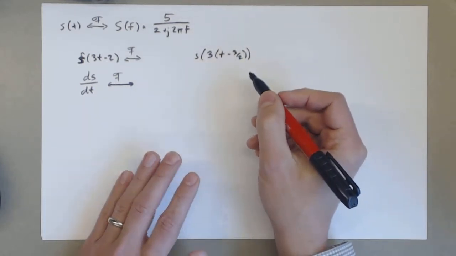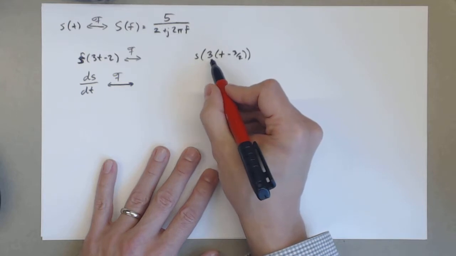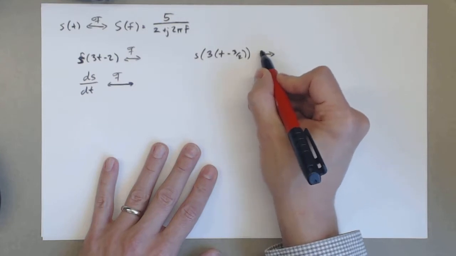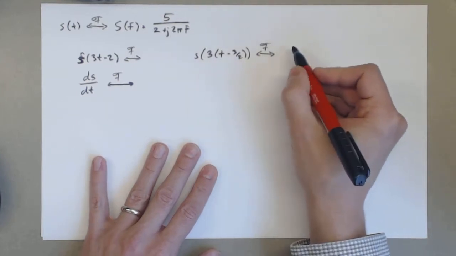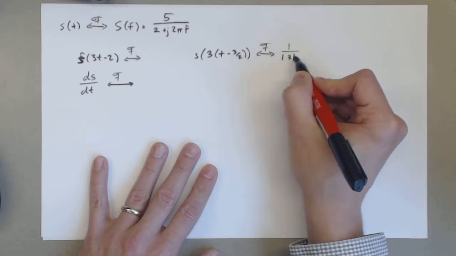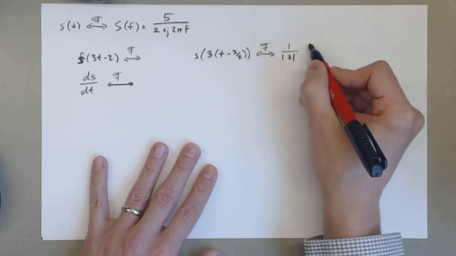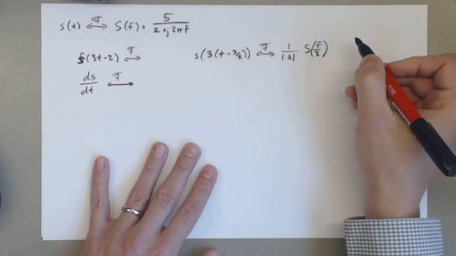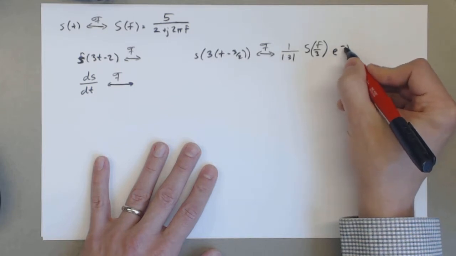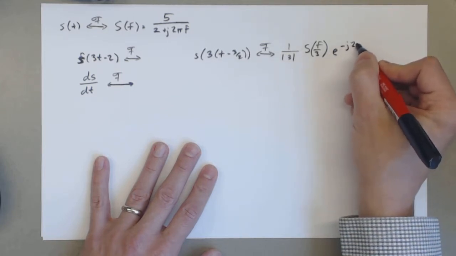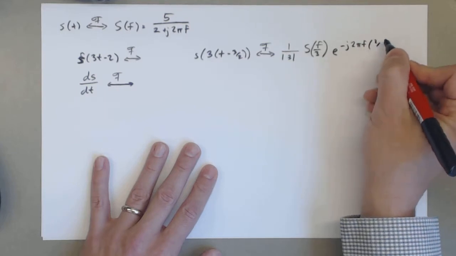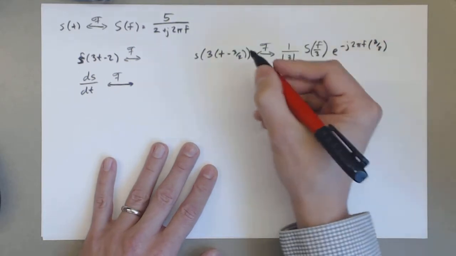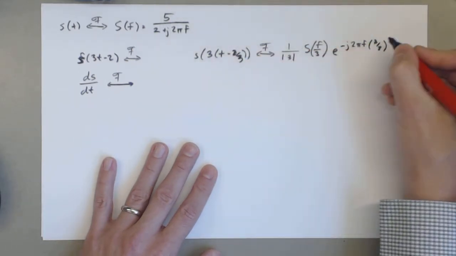And we have two properties that we need to use. One is the scaling property, where we have a scaling factor of 3, and then the time shift property, where we have a time shift of 3 halves. And so if we take the Fourier transform, we can look at our table, and we have 1 over the absolute value of 3, and then S of f over 3 is how we deal with the scaling. And the time shift introduces this phase shift, e to the minus j 2 pi f times 3 halves. Oh, I'm sorry, I did the math wrong. That's 2/3, so that's 2/3.